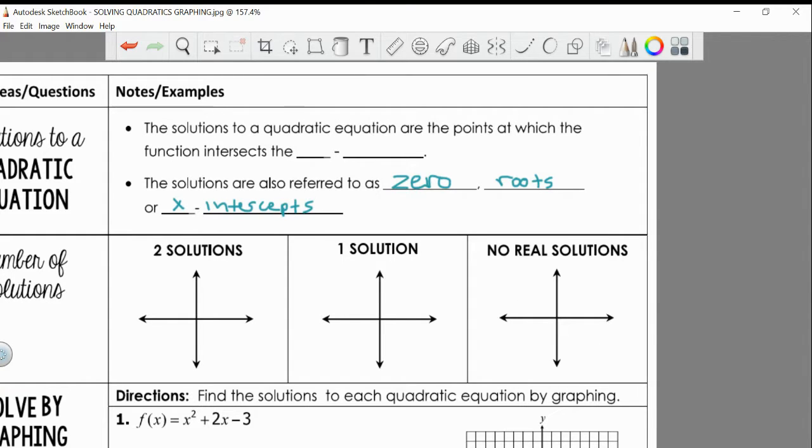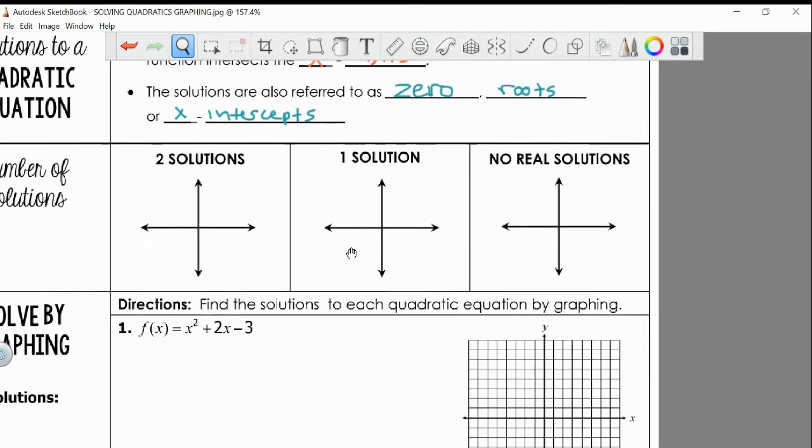Now, like I said in the last video as well, these all have different meanings depending on how you're talking about the graphs. Now, if we're talking about graphs, we're talking about x-intercepts, okay? And that is actually really interesting here because the solutions to a quadratic equation are the same thing as the x-intercepts, which means your solutions are the points at which you cross the x-axis. So here's what that means.